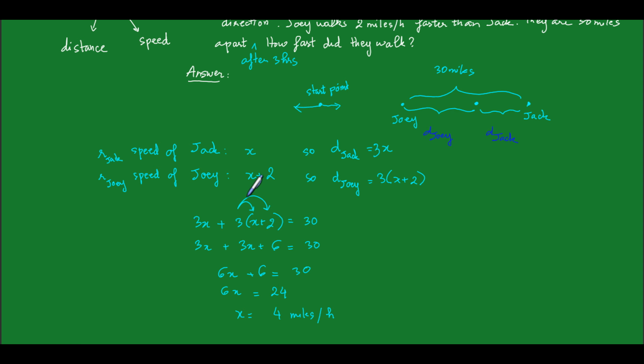So then what is the speed of Joy? R Jack is 4 miles per hour, and R Joy will be x plus 2, which is 4 plus 2, which is 6 miles per hour.